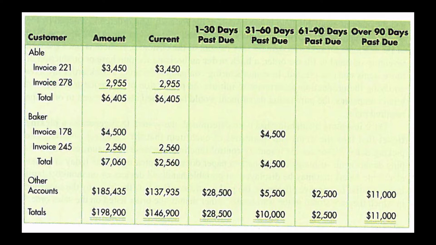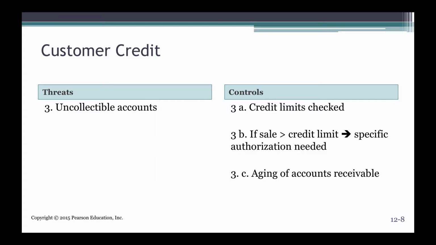The other one is Baker, who has 2 invoices: 178, which has been due for 2 months, and the other, 245, which is still current. So here we have to check the credit history of the customer before we approve the new order for him, and we can get this from the aging trial balance. Then we ask, what are the risks or threats that might happen here? We need to ensure there is enough control for that.